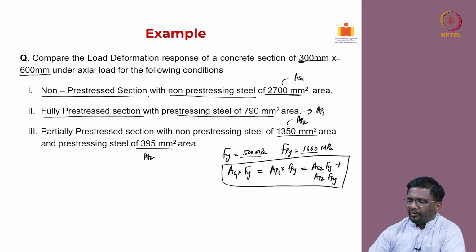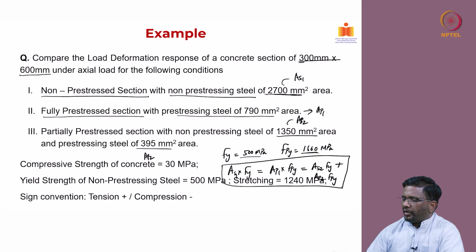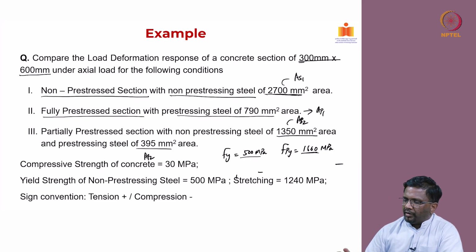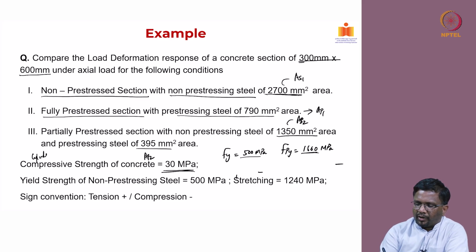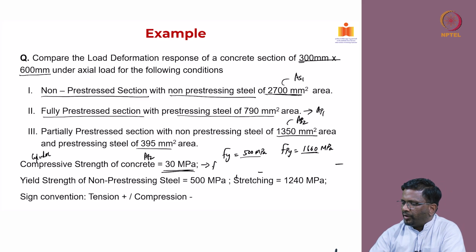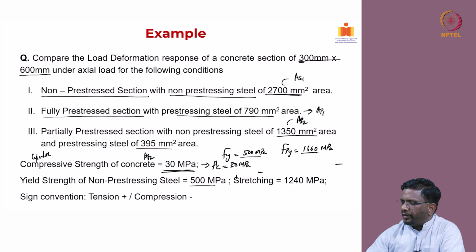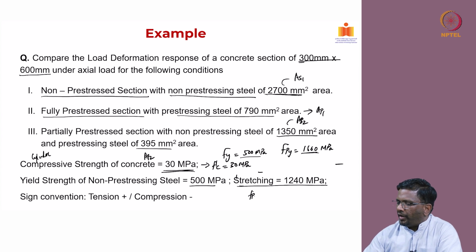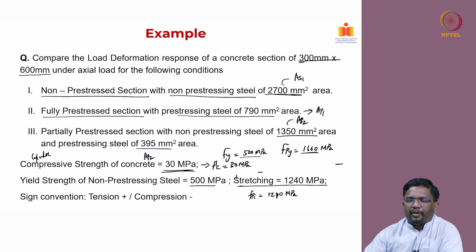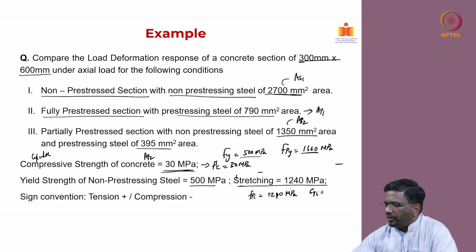Okay, so now let us look at this. These are the compressive strength of concrete. Again, we are taking that as 30 megapascal, so that means cylinder compressive strength. That means this is F prime C equal to 30 megapascal. And yield strength of the non-prestressed steel is Fy equal to 500, and initial stressing is 1240 megapascal. That means Fpi is 1240 megapascal. Then I can calculate my epsilon pi as Fpi divided by Ep.